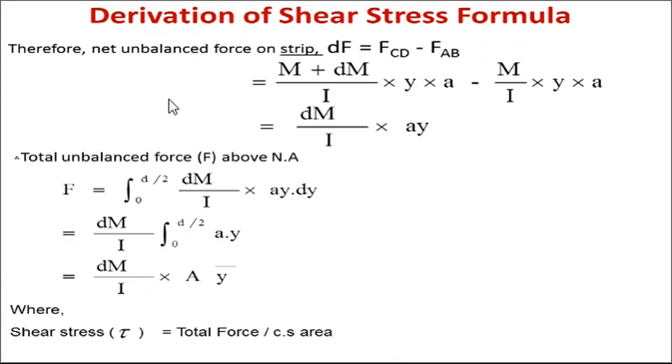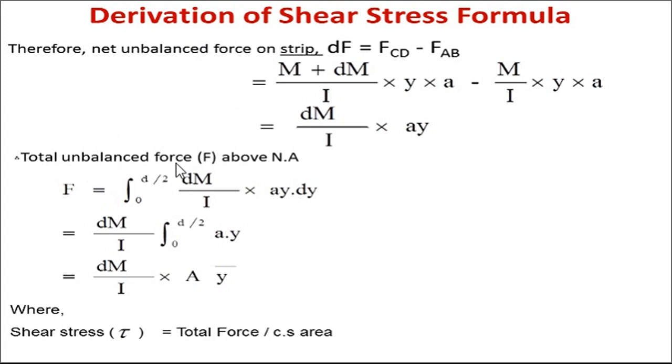Therefore now you have to calculate the net force acting on the strip. Net force dF will be the force on face CD minus force on face AB: (M plus dM) upon I into y dA minus M upon I into y dA. If you multiply this y dA term with M, the first term M upon I into y dA will cancel with this term. The remaining term is dM upon I into y dA. This is the net force acting.